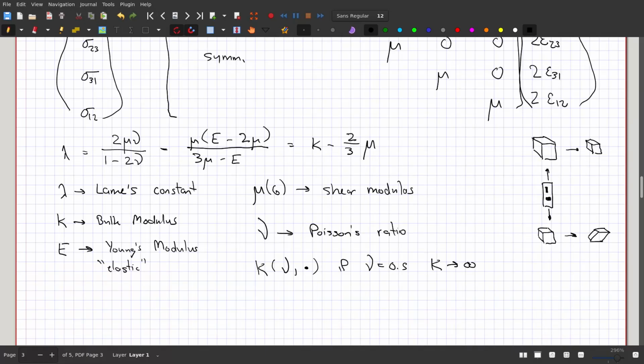So that means that K is a measure of the material's resistance to volume change. That means you can't change the volume at all, right? If the bulk modulus is infinity, it would be impossible to change it, right? So that's why it's always in the range of 0 to 1/2. If it were negative, that would be an interesting material.